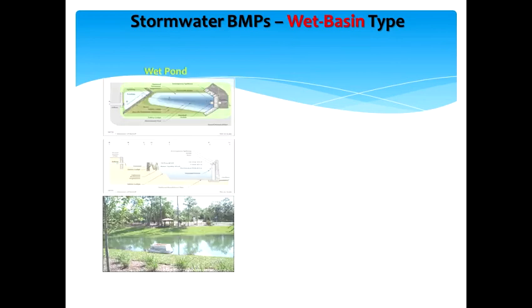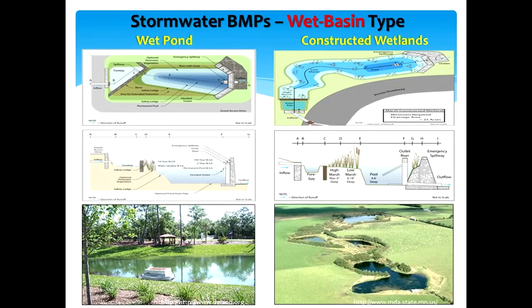Here are schematic views and photos of a wet pond and constructed wetlands. The distinction between a wet pond and a constructed wetlands is that constructed wetlands have extensive shallow areas that feature a dense growth of wetland plants with a small deep pool, while a wet pond has a large deep pool area with limited, if any, areas of perimeter vegetation.